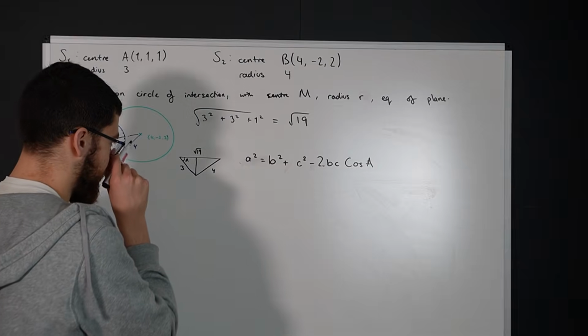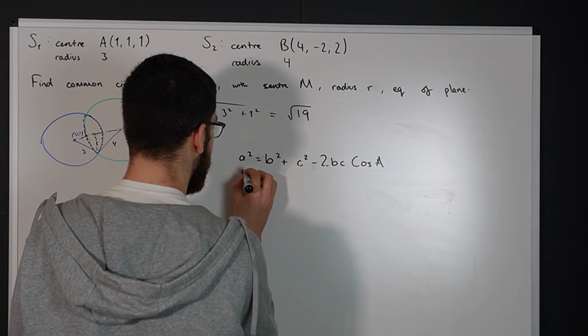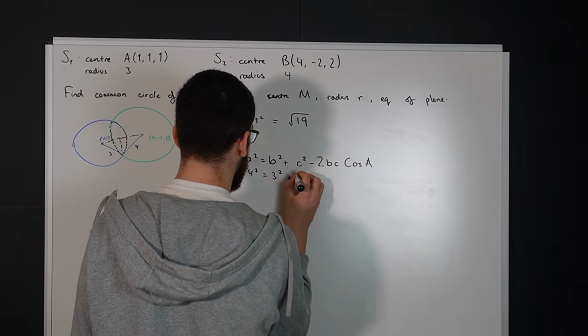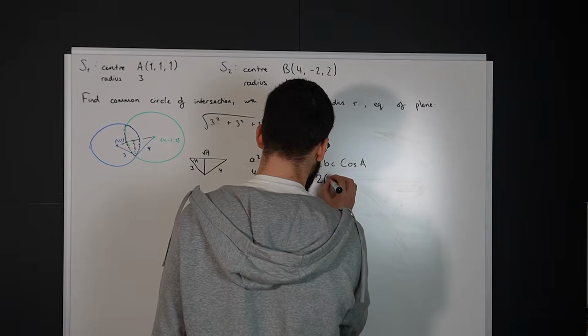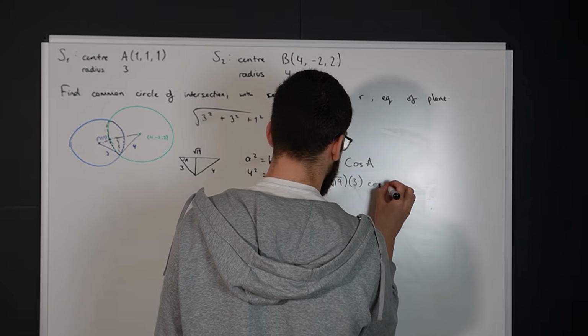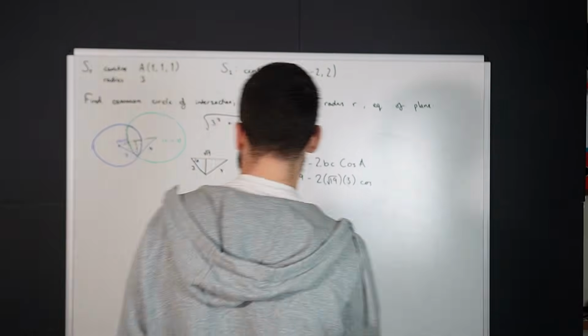Okay, I'm just doing it so that we can find the middle one. So this angle is, we've got A is 4 squared equals B, we'll use 3 squared plus C squared is 19 minus 2 root 19 times 3 cosine. Wait, but I don't have a calculator, so that's not going to be very good. Okay, let's not do that.